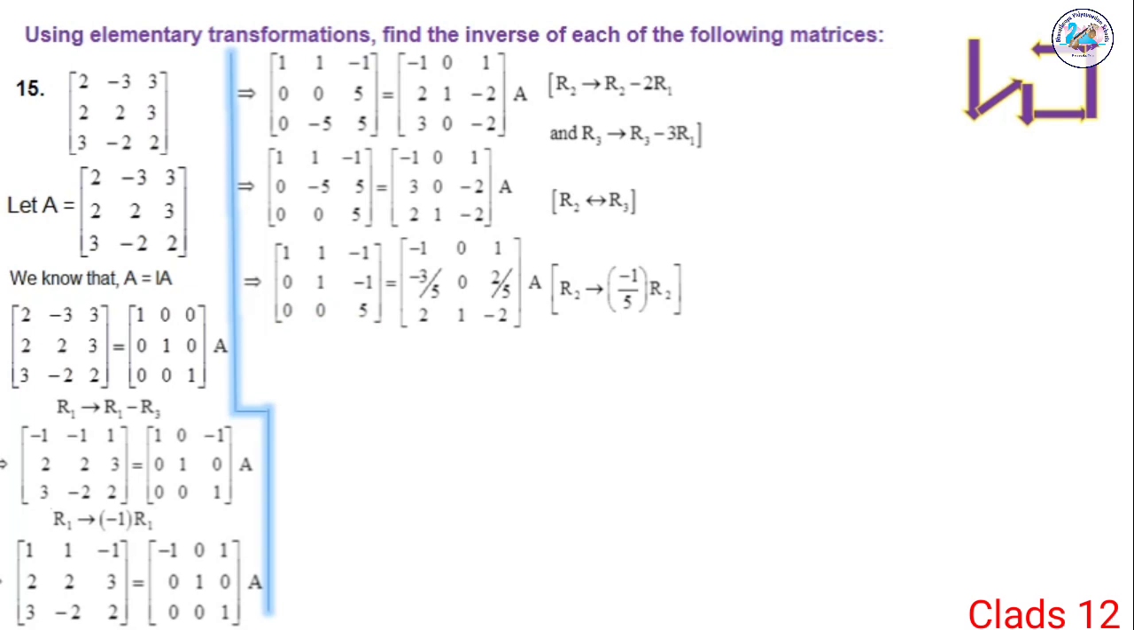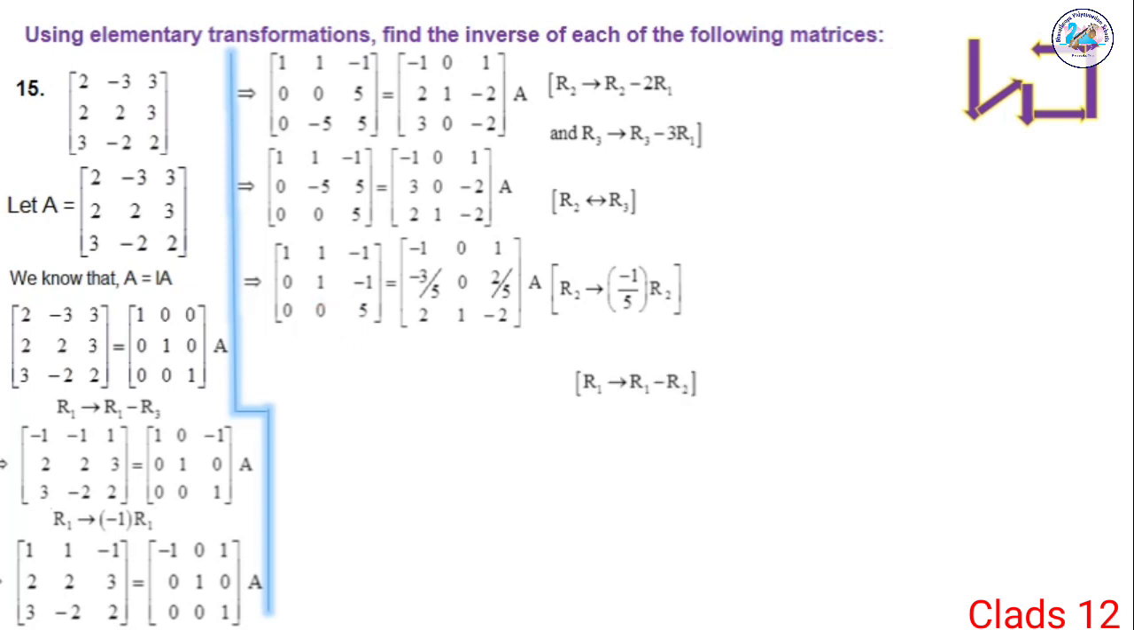Equal to, and on the right side also R1 remains the same, minus 1, 0, 1, and R2 is changing to minus 1 by 5 into R2, that is minus 1 by 5 into 3, that is minus 3 by 5. Minus 1 by 5 into 0, that is 0. Minus 1 by 5 into minus 2, that is 2 by 5. And R3 remains the same, that is 2, 1, minus 2. So almost I have reached here, and automatically, this also I have got a 0.